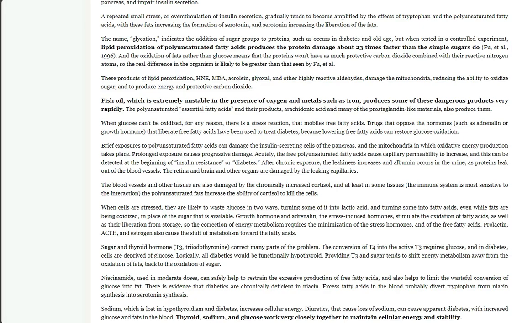That's from Fu et al. '96. And the oxidation of fats rather than glucose means that the proteins won't have as much protective carbon dioxide combined with their reactive nitrogen atoms. So the real difference in the organism is likely to be greater than that seen by Fu et al. Okay, so even worse than 23 times.